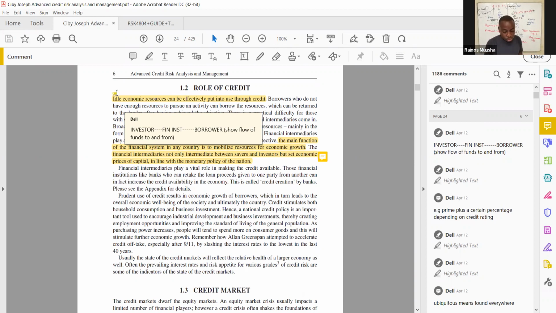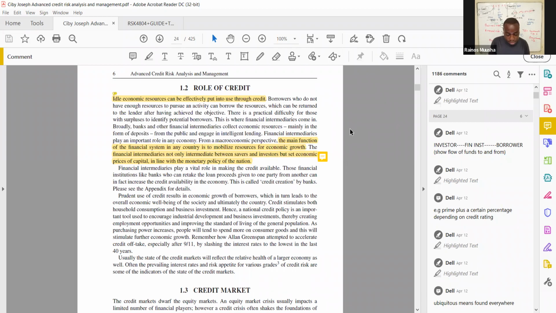Which means credit helps the flow of funds in the economic system. So those idle economic resources are going to be better utilized by those parties who need those economic resources.